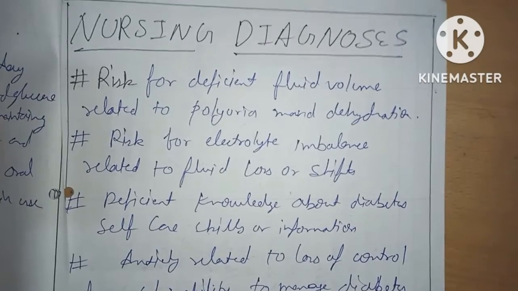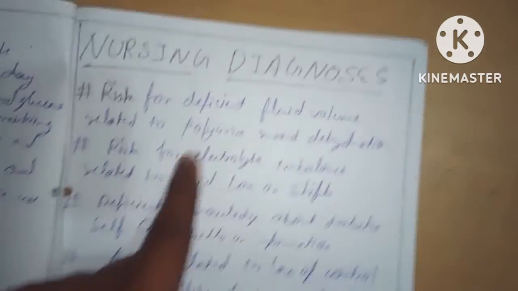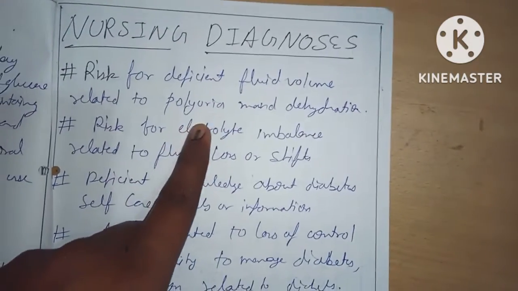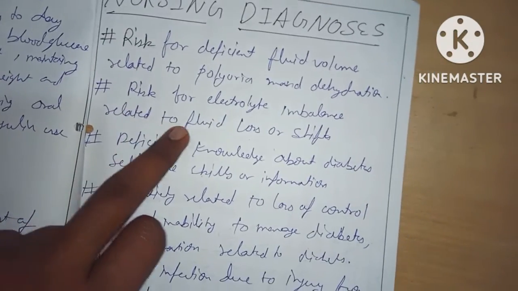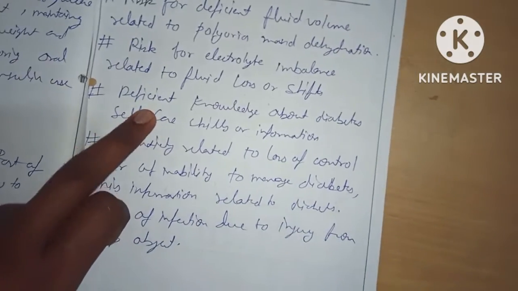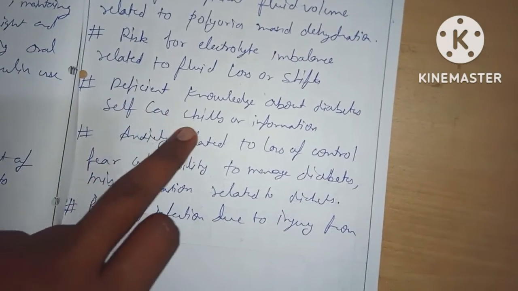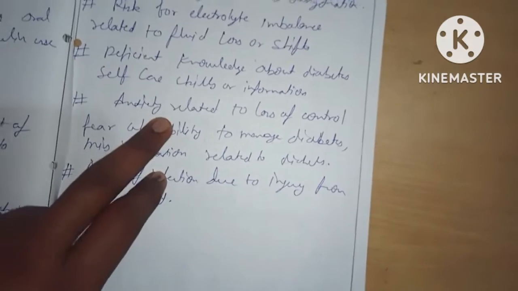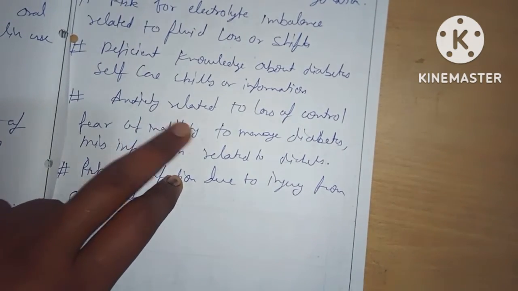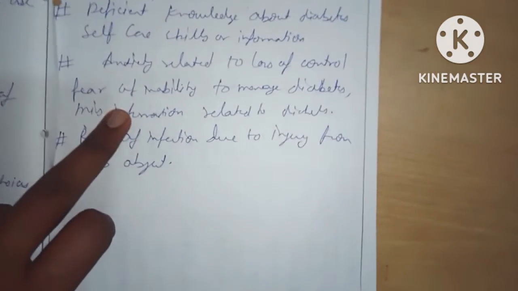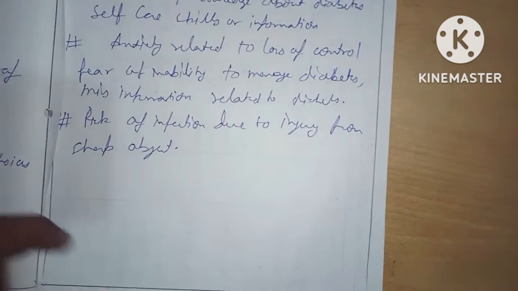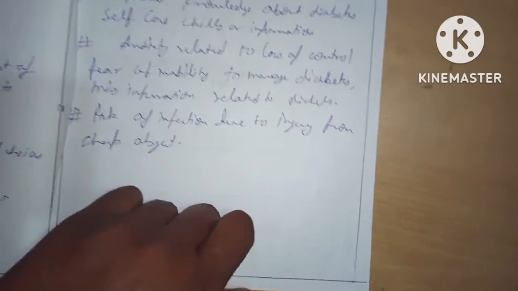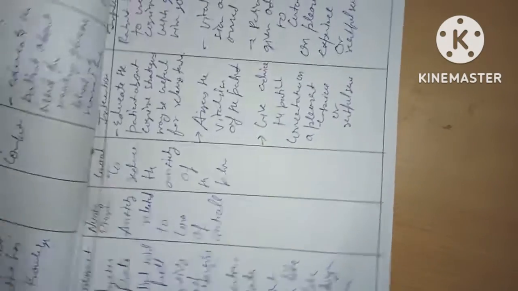First nursing diagnosis: risk for deficient fluid volume related to polyphagia, polyuria, dehydration. Second, risk for electrolyte imbalance related to fluid loss or shift. Third is deficient knowledge about diabetes, self-care, skill or information. Fourth is anxiety related to loss of control, fear of inability to manage diabetes, misinformation related to diabetes. Risk of infection due to injury from sharp objects.